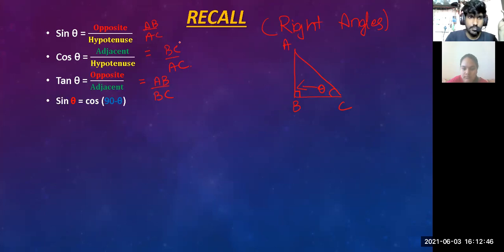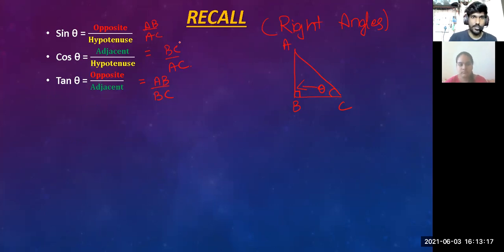Now, all of this, I think we were taught, but I don't remember this: sine theta is cos 90 minus theta. We had made a table, and then we used to write sine theta, then we used to write cos 90 minus theta, all of that.